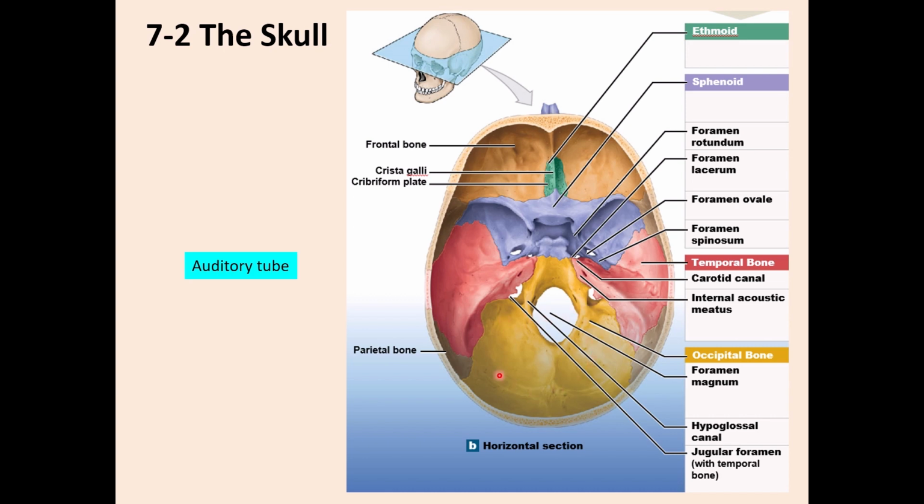Then here is the occipital bone, and this is the foramen magnum. The foramen magnum is the area where the brain ends and the spinal cord starts. And here that you see is the hypoglossal canal, which cranial nerve 12 passes through.